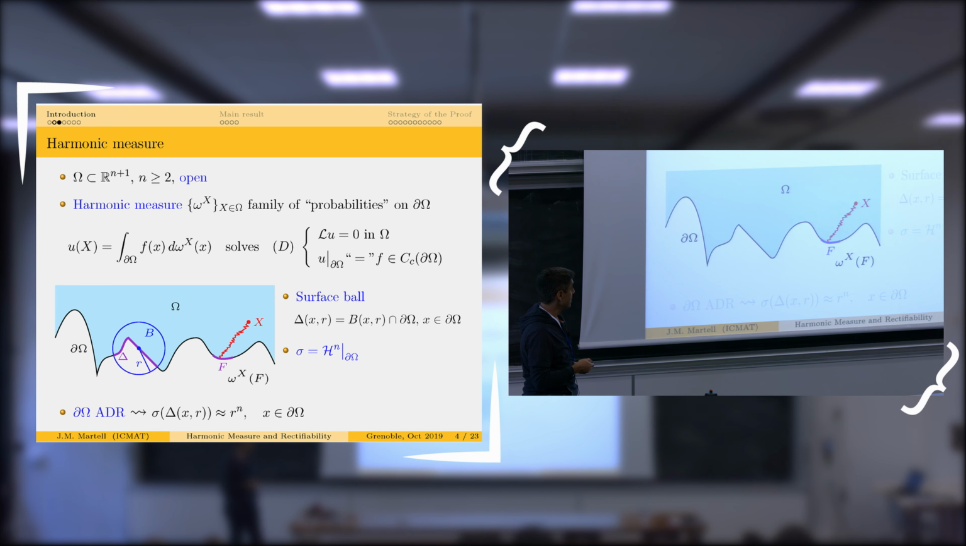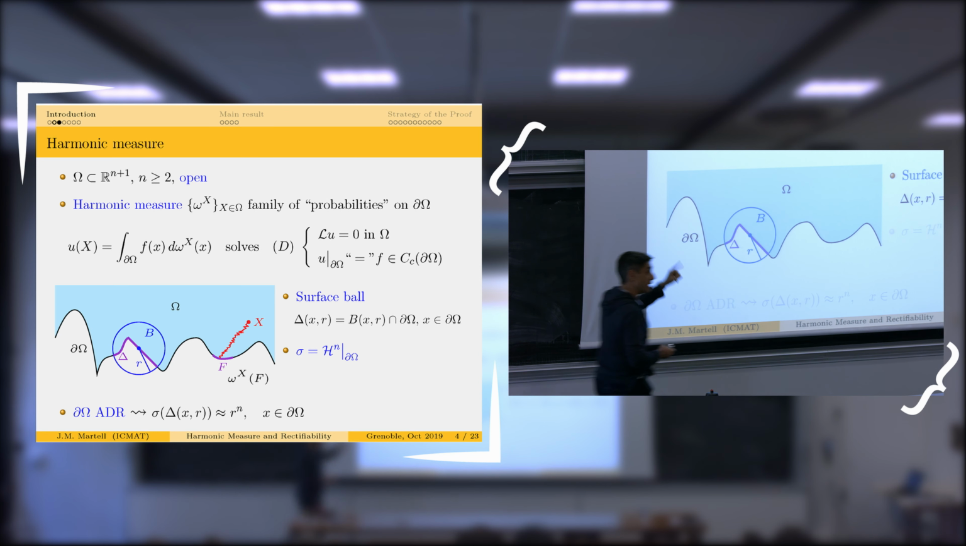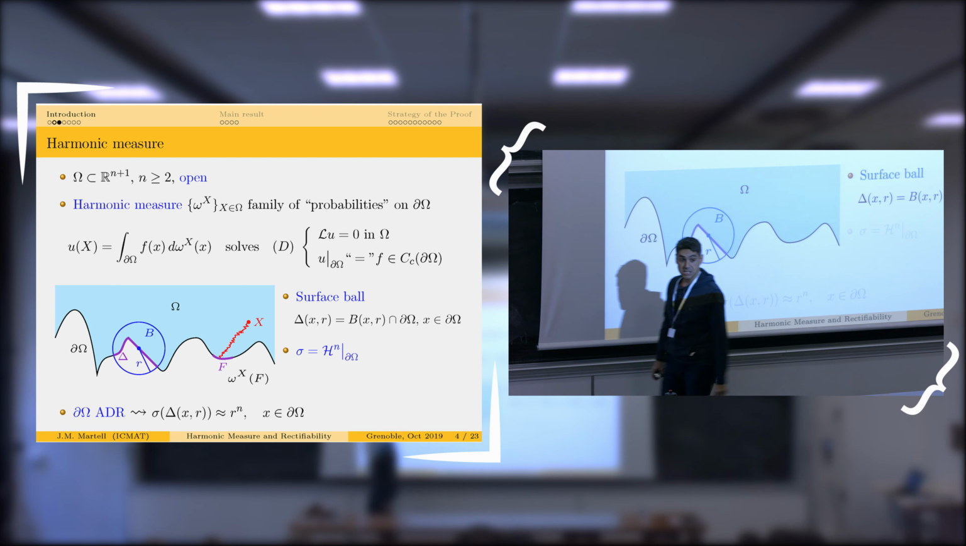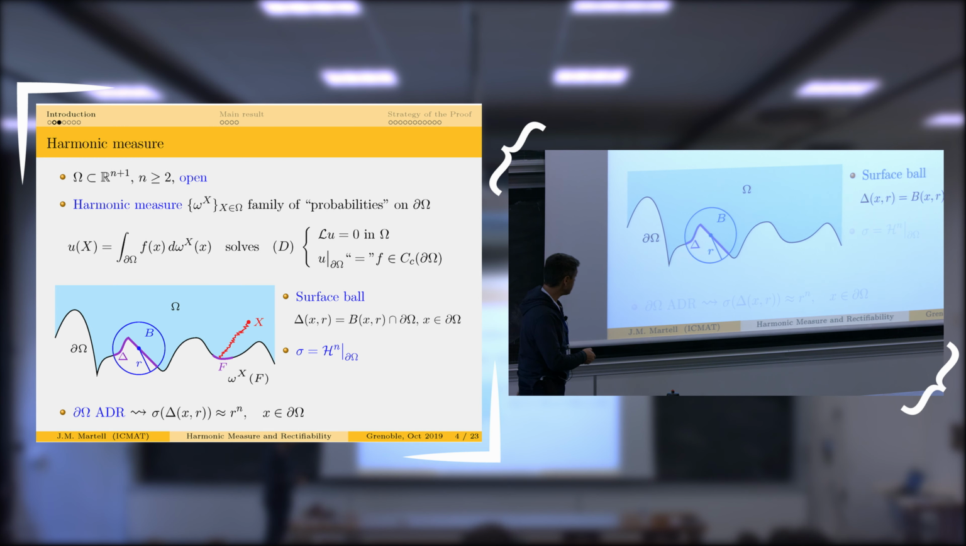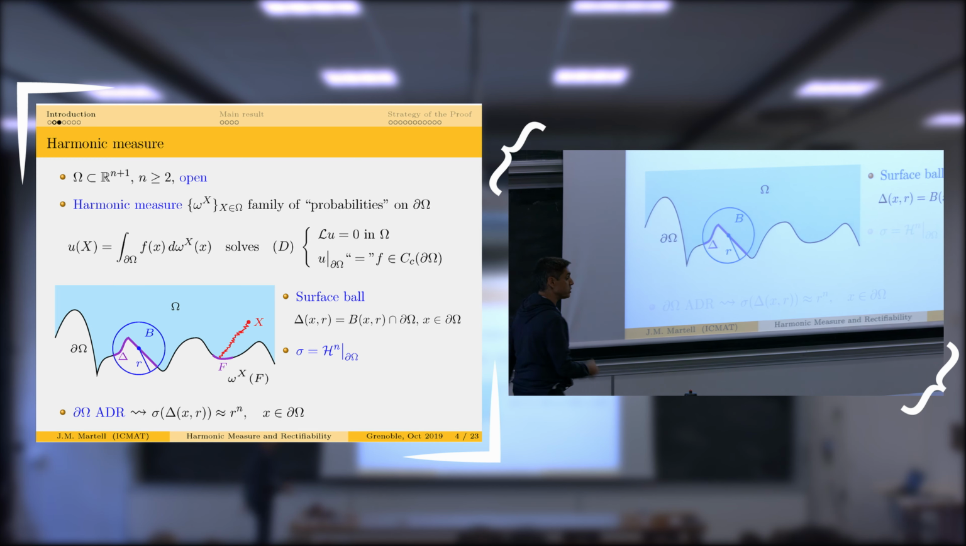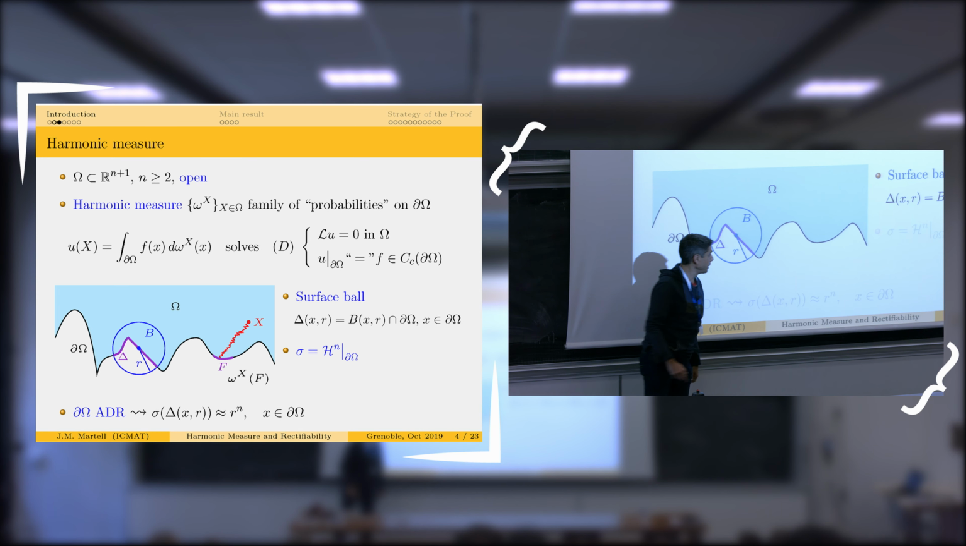Okay. So as I said before, I'm going to use delta. I'm going to keep delta for the notation, which is a surface ball. What is a surface ball? A surface ball is the intersection of a ball with center at the boundary. So it's this kind of thick purple line here. This is what I call a surface ball. And I'm going to use this all the time. And I'm going to assume all the time that this surface ball, by default, is always centered at the boundary.